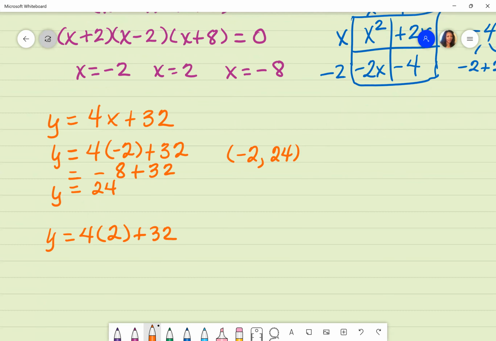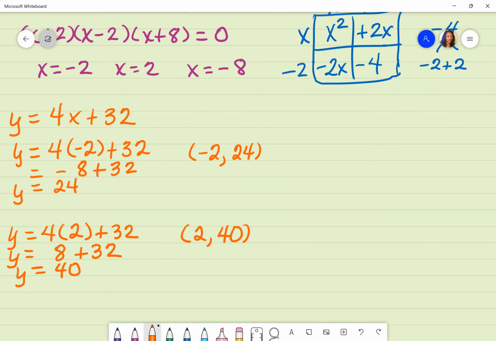Keep simplifying. 4 times 2 is 8. 8 plus 32 is 40. So when x is 2, y is 40. And then lastly, let's just go over here.